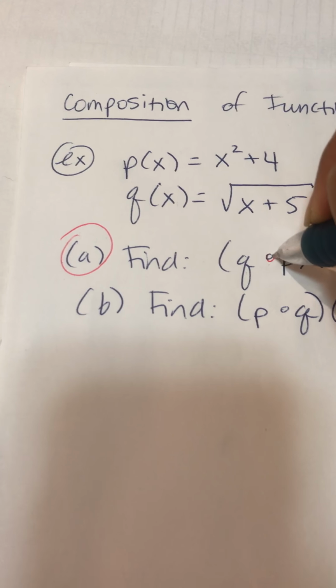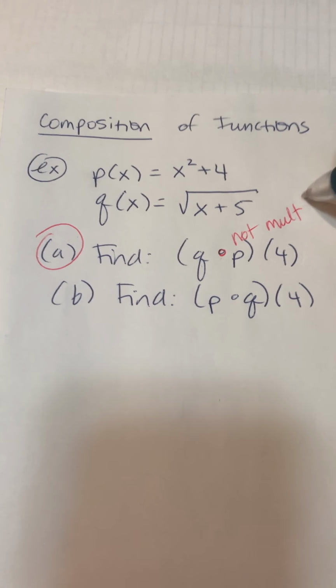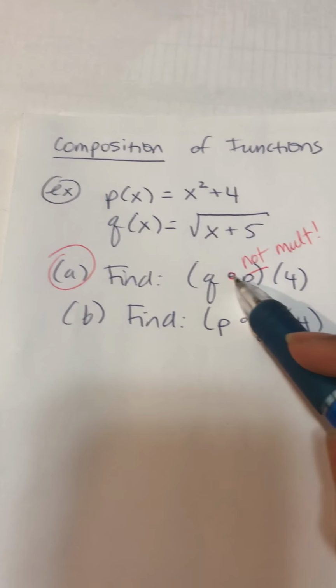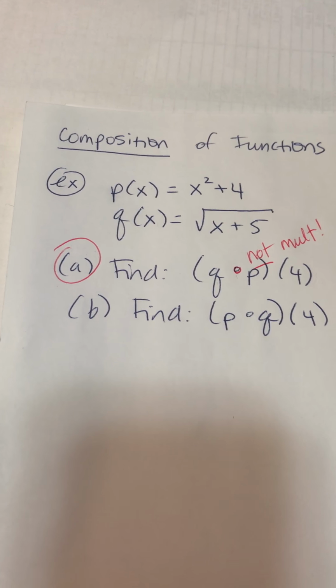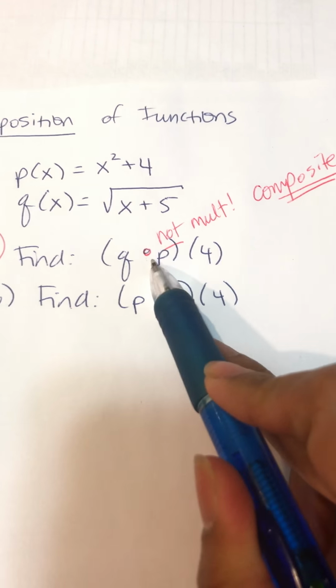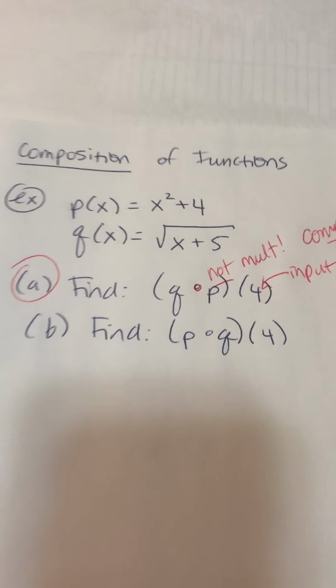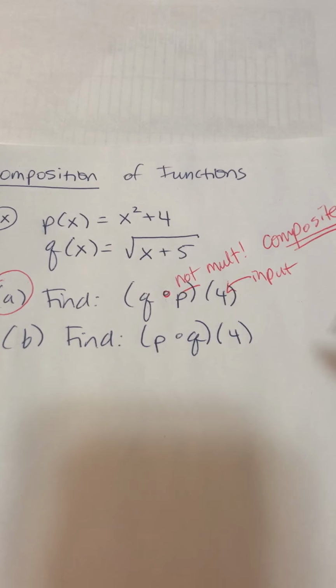This circle right here is not multiplication. A lot of students think that's multiplication, but it is not. It means composite. So when it says Q composite P, and 4 is the input, what you put inside the function, this is how you're going to do it.